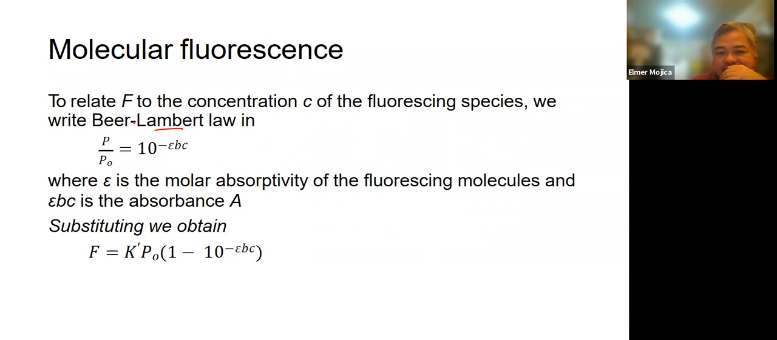Okay, so to relate the power of the fluorescence to the concentration of the fluorescing species, we write the so-called Lambert law. Okay, so here we could say the transmitted light over the incident light is just equal to 10 raised to the negative absorbance, right? Because absorbance is molar absorptivity times b times c. And if we substitute that one, we can do it like this.